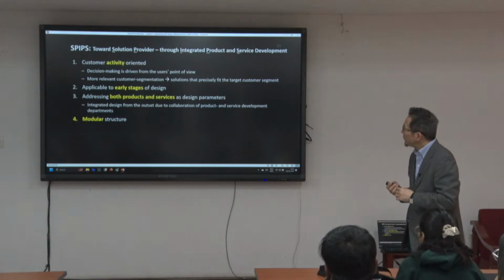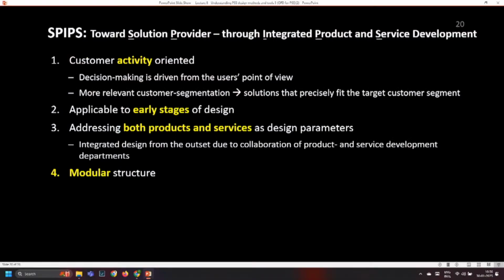can give some highlights for this method called SPIPS. I think it's quite obvious that this can be applied to early stages and addressing both products and services, and the procedure as such is a sort of modular, meaning that some steps could be omitted. For example, performance importance matrix could be omitted. So in that way, you can choose which steps you will conduct depending on the resource that is available.